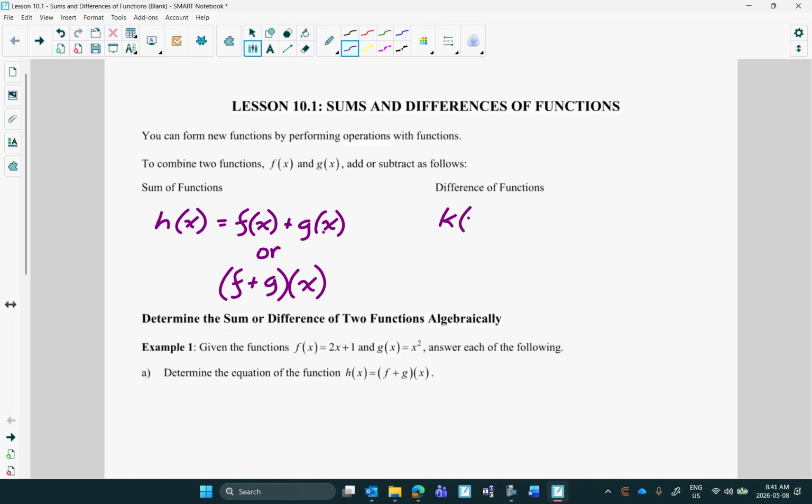For a difference, you can create a new function, let's just call it k of x, by subtracting f of x by g of x. Or it may look like this, f minus g of x. Again, those two mean the same thing. Does it have to be h? Not necessarily, if you think about it. Okay.